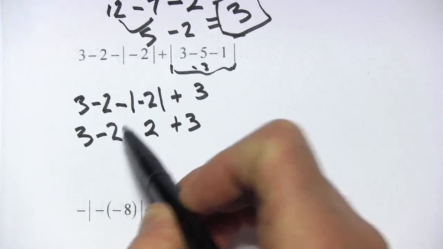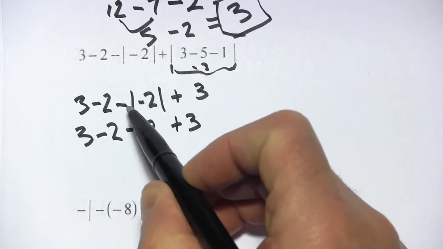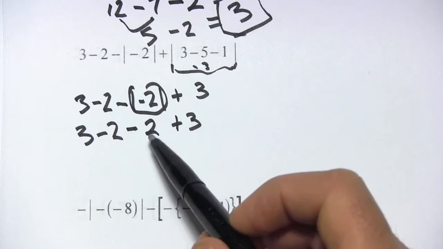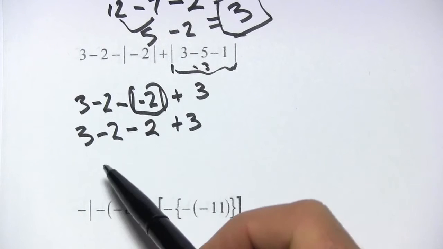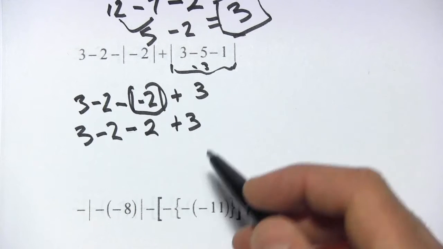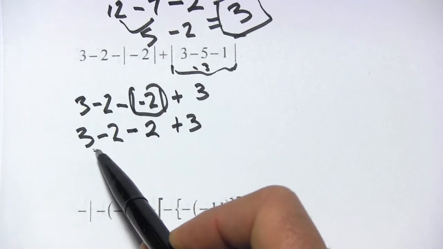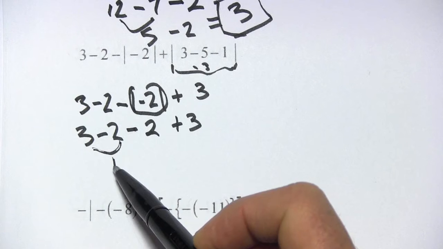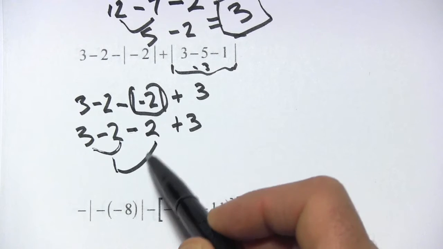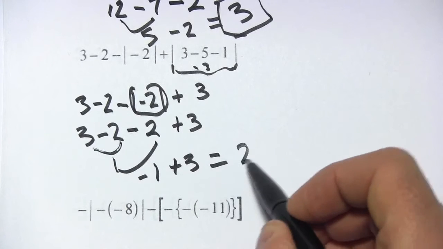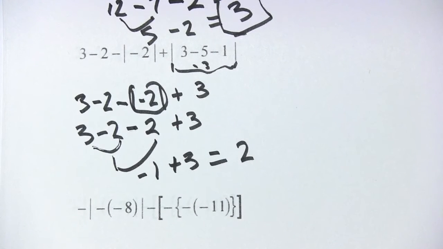So 3 minus 2 minus, so this was the chunk we fixed. Don't forget that minus sign there. -2 plus 3. Now I think we're in a shape where we can just punch this in on a calculator or figure it out in our head. Let's see, 3 minus 2, that's 1. 1 minus 2 is -1. -1 plus 3 is +2.